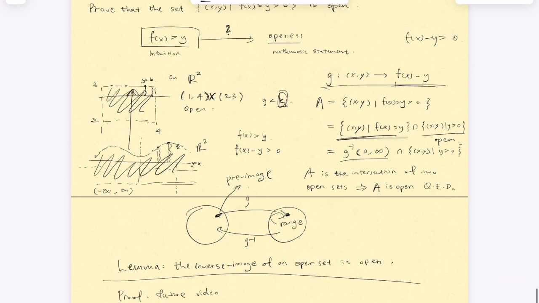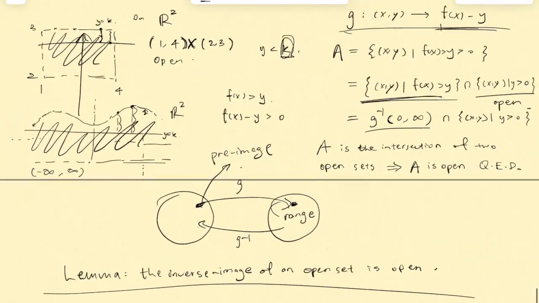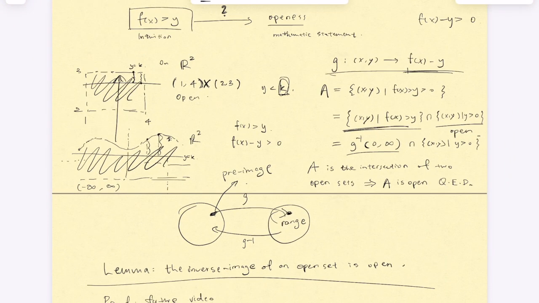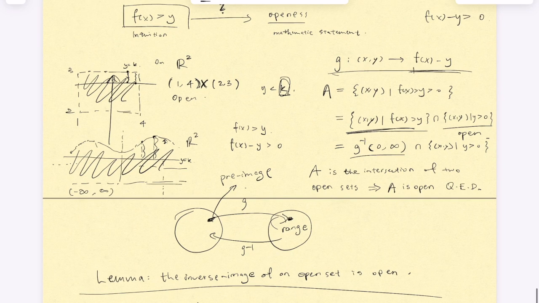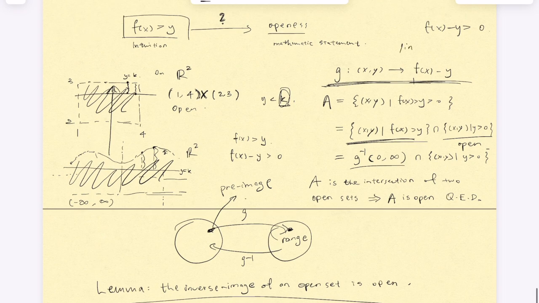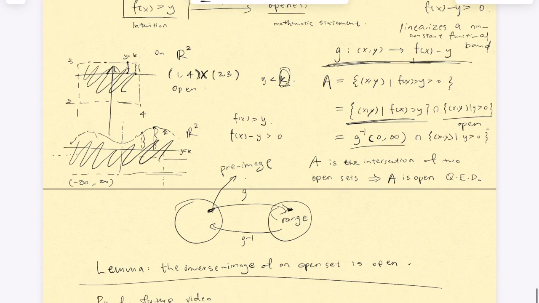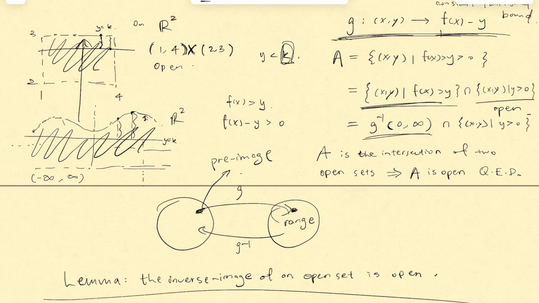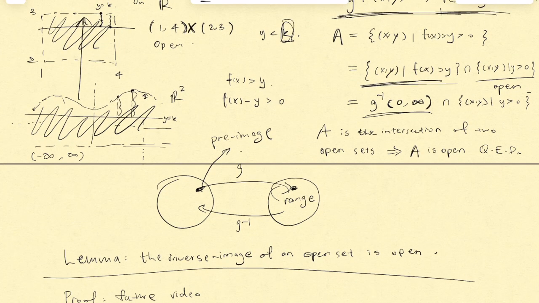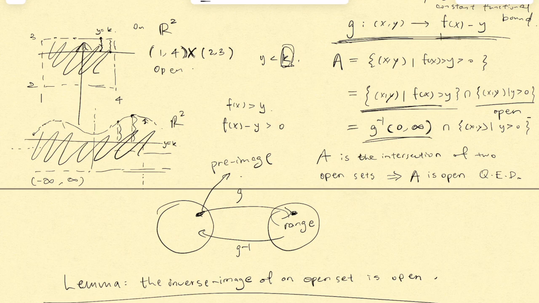Okay, so that would be all of it for this video. And the key takeaway here is that the construction of g is a lifesaver, because it sort of linearizes a non-constant functional upper bound. Thus, it turns it into a very familiar region that we can prove, which is 0 to positive infinity, which is obviously an open set. And then we use the lemma to prove that the inverse image of an open set is also open. And finally, we have that the intersection of these two sets here is open.